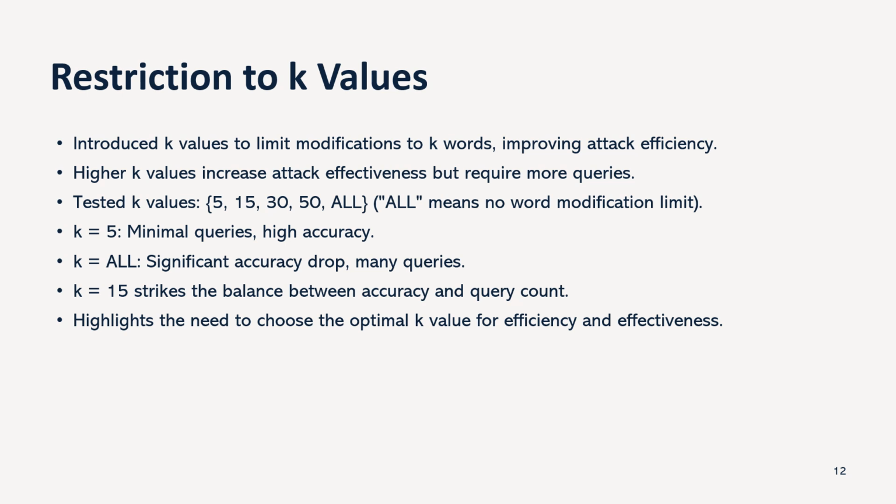The use of k values helps us navigate the trade-off between the attack's effectiveness and efficiency, ensuring that our attack strategy remained both impactful and resource efficient. The parameter k serves as a valuable tool for balancing these trade-offs, particularly for researchers with limited resources.